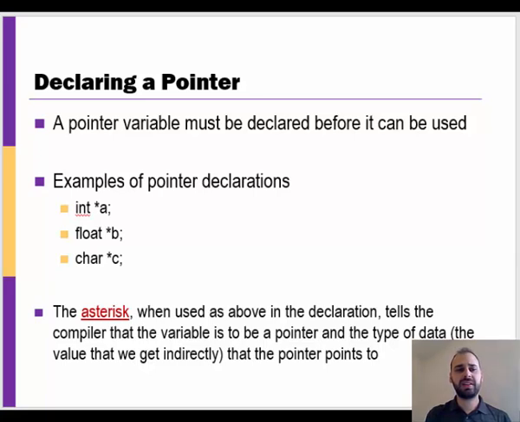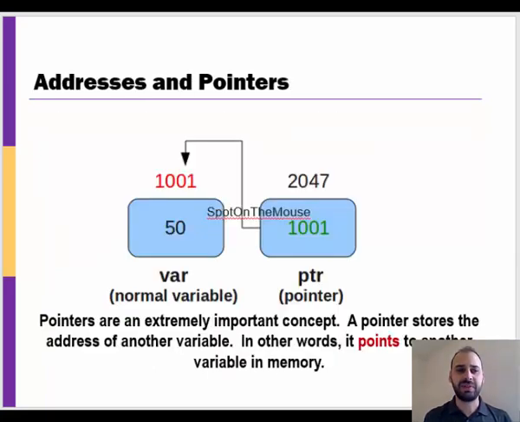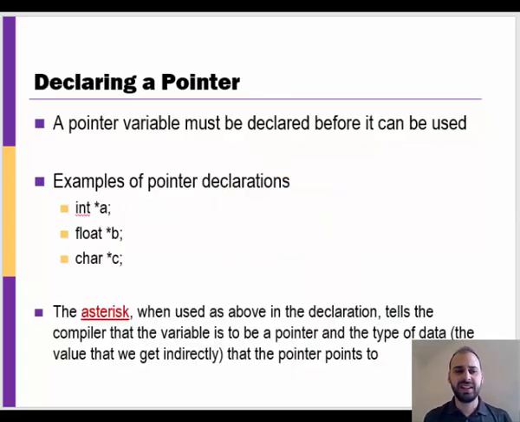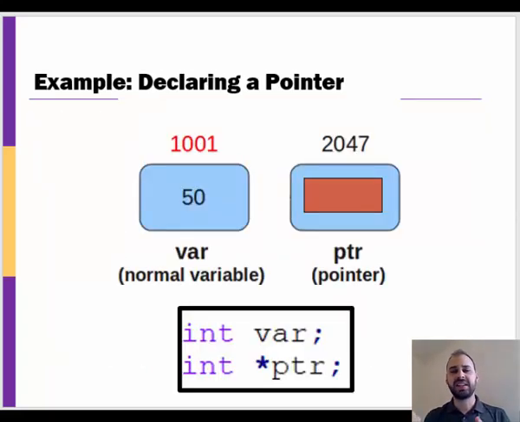So that tells us that if we follow the address, in this case the address that's contained in the variable pointer, and go to that address, we would get a data type of type integer. Okay. So this example here is showing us how to actually declare a pointer, where the first line is declaring an integer, and the second line is declaring an integer pointer.